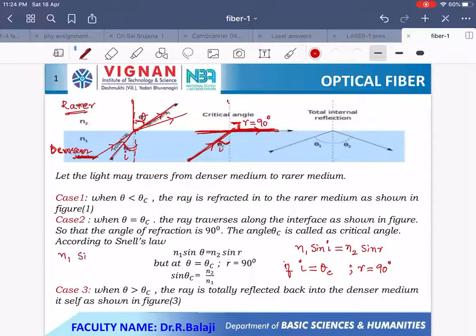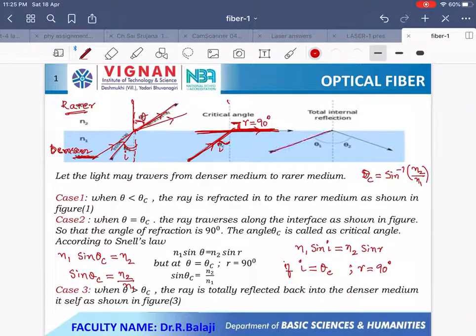n1 sin theta c is equal to n2 sin 90, and sin 90 is equal to 1. From this, sin theta c is equal to n2 by n1. So theta c can be written as sin inverse of n2 by n1. This is the critical angle at the interface of denser and rarer media: sin inverse of the refractive index of the rarer media divided by the refractive index of the denser media.